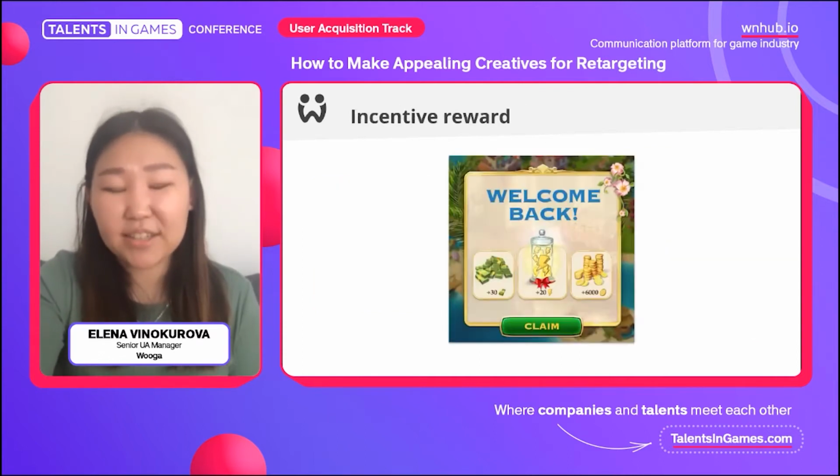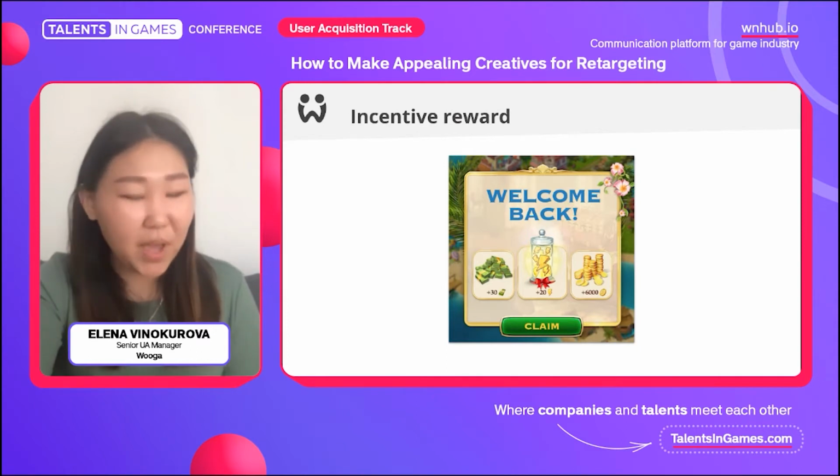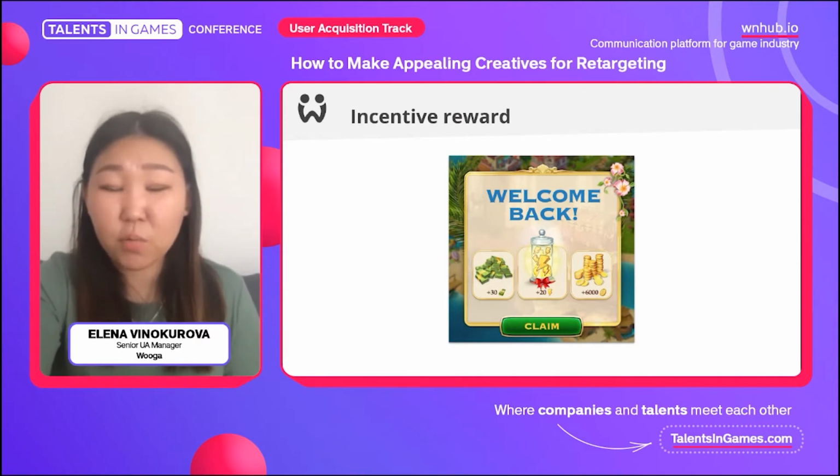And the last one: incentivized ads may not be the best choice when you run UA, but it really works for retargeting. In our games, we have a welcome back reward, where we give an incentive reward to our users who didn't play our game for a certain period of time.